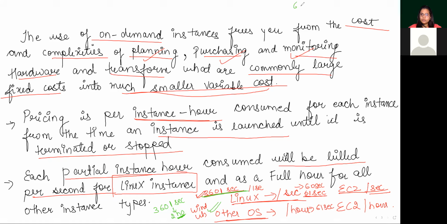Okay. If you see like this, it's 1 hour, we have 60 minutes, right? And we have 3600 seconds. If it counts 3601 seconds, then in Linux they will charge you for 3601 seconds. But when you use other OS, they will consider it as 2 hours. Meaning if 1 second is increased, then also they will consider the bill as 2 hours.